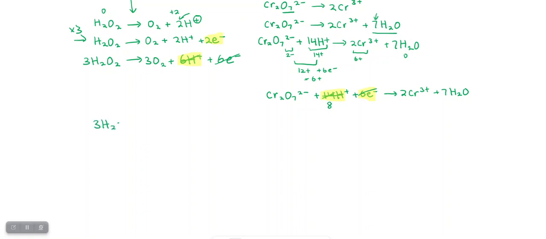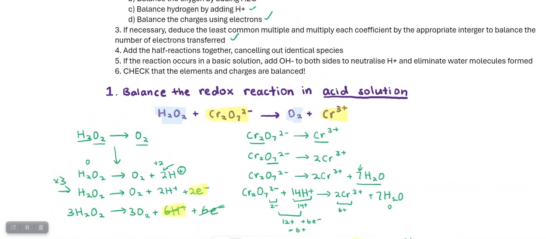So this is going to be hydrogen peroxide plus the dichromate plus 8 hydrogen ions. And then on this side, 3O2 plus 2Cr3 plus 7H2O. So you can move on to the next step.